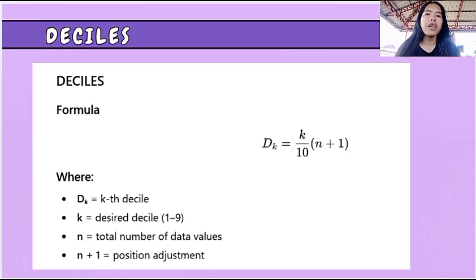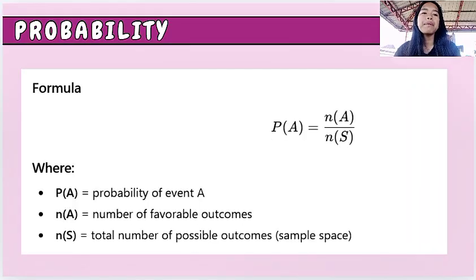Deciles, on the other hand, divide the data into 10 equal parts. The formula is d sub k equals k over 10 times n plus 1. Deciles are commonly used in analyzing income distribution and academic performance. Probability measures the chance that an event will occur. The formula is P of A equals the number of favorable outcomes divided by the total number of possible outcomes. Probability values range from 0, meaning impossible, to 1, meaning certain.